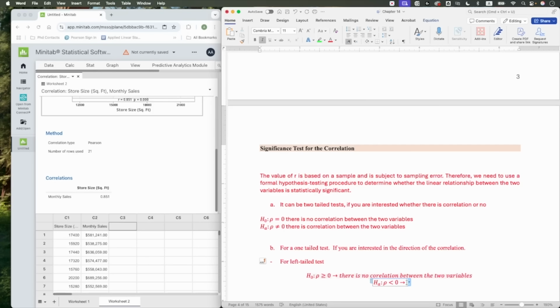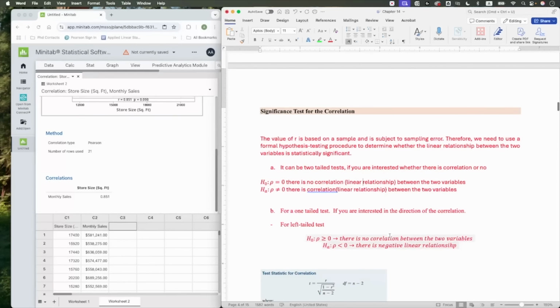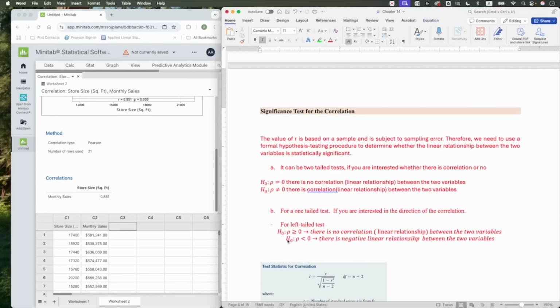Someone's going to ask me why it's a greater than. I'm going to tell you this. The alternative is a negative linear relationship. By the way, I forgot to write linear relationship. So there is no correlation or linear relationship, because we're studying the linear relationship. And here the same thing. There is no correlation or linear relationship between the two variables. For the alternative, we have a negative linear relationship between the two variables. This is the default scenario. It's okay that we write them greater than or equal, but actually we assume that there is no correlation. For the right tail, you have to do the opposite, as we learned multiple times.